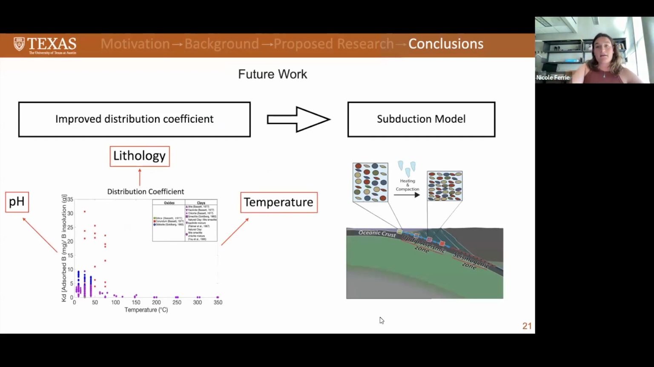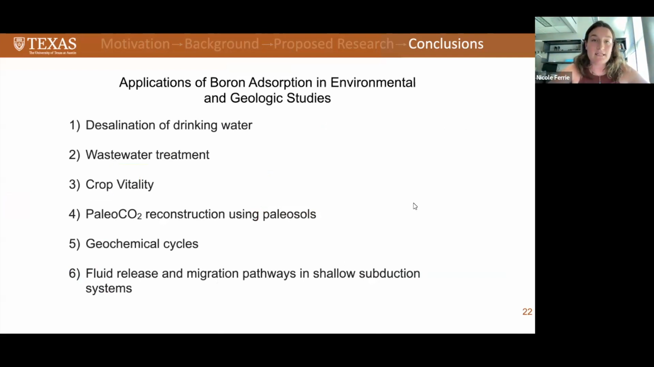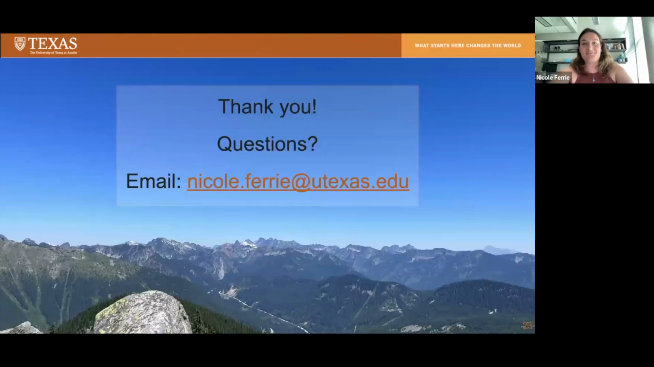That being said, I do want to take a step back from the subduction zone work and point out that this model is not only applicable to geochemical cycles and fluid release migration pathways, but also all of these other things listed. Thank you, and I'll take any questions now.